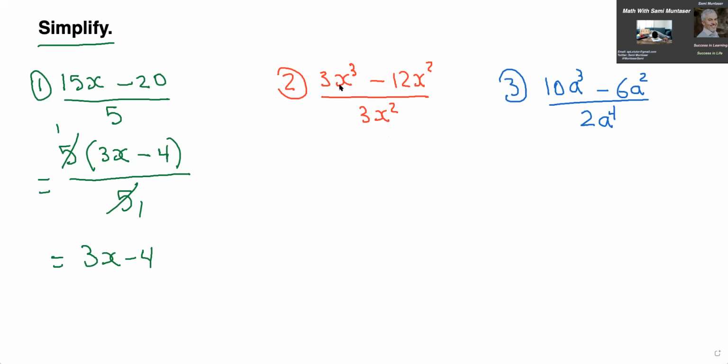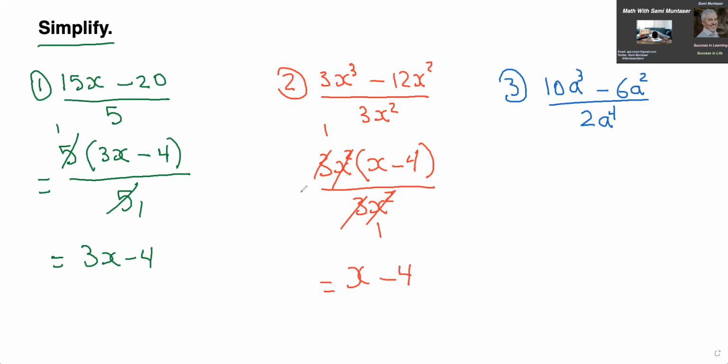The greatest common factor from the top here is 3, and the x with the lowest exponent, which is x squared. To find out what you write in the brackets, 3x cubed divided by 3x squared gives you x, minus 12 divided by 3 is 4, and x squared divided by x squared cancels. So that's what you get, all over 3x squared. And therefore now the 3 cancels the 3, and the x squared cancels the x squared. You get 1 on top, 1 on the bottom. So the final answer is just x minus 4, and that's what that equals.